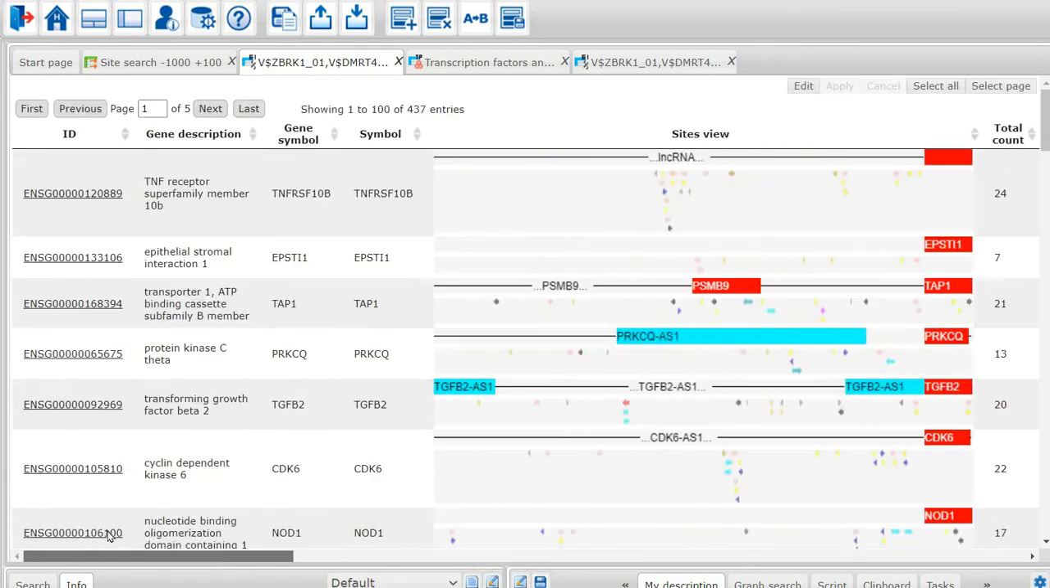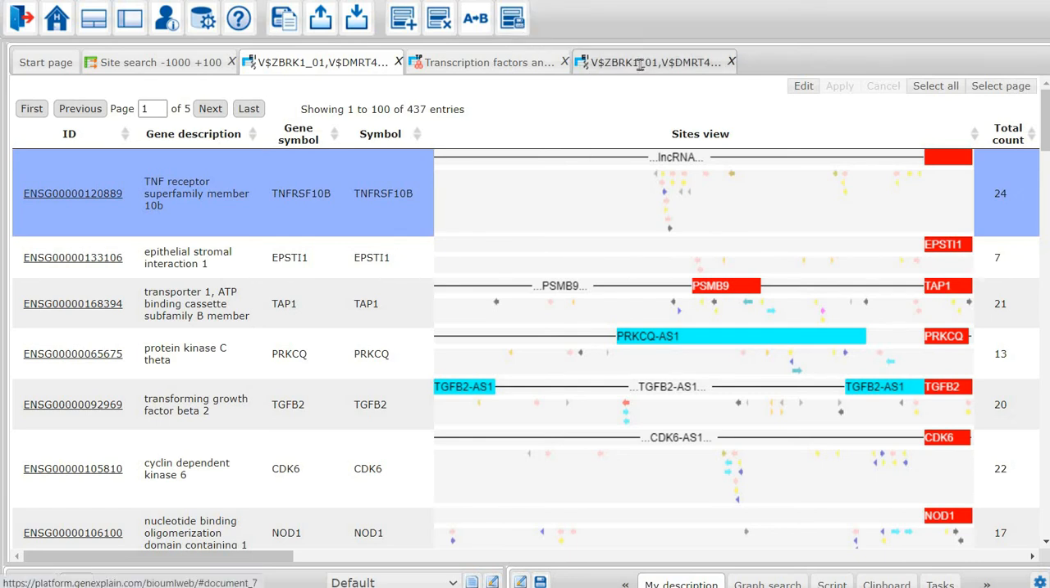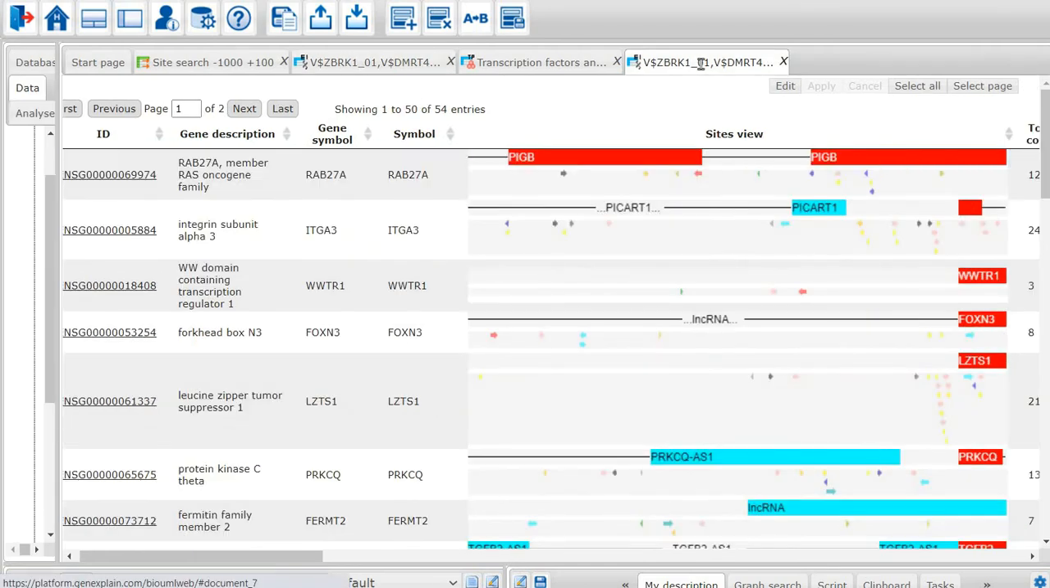These genes, TNFRSF10B, EPSTI1, TAP1, PRKCQ are regulated by IRF1. The IRF1 target genes can be selected and saved as a subset for further study. A total of 54 IRF1 target genes are identified that are upregulated in breast cancer triple-negative cells.